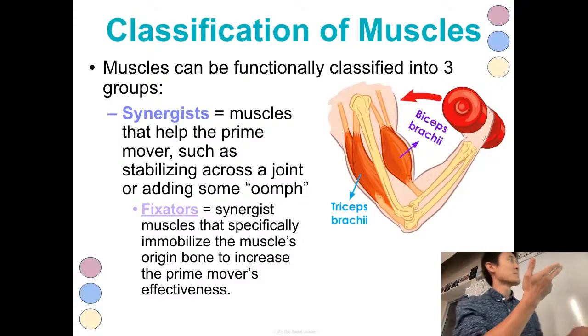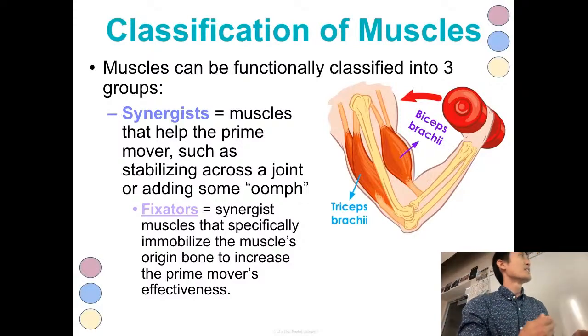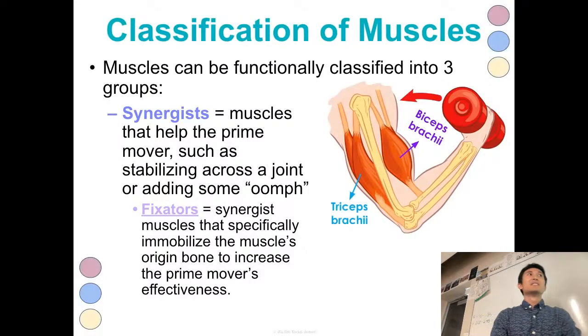Okay, so in terms of the biceps brachii, there are a whole bunch of other muscles you might have seen in the arm. You have the brachialis, which is what we will be modeling on your mannequins. That is a synergist of the biceps brachii. It helps out the biceps brachii. It's not the main muscle, but it helps that movement.